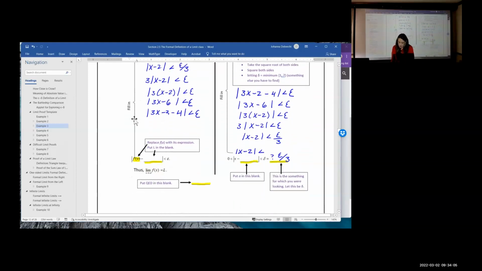Right? That was our f of x minus L. And then we finish with our definition. Thus, the limit as x approaches 2 of 3x minus 2 is equal to 4. QED. All right.